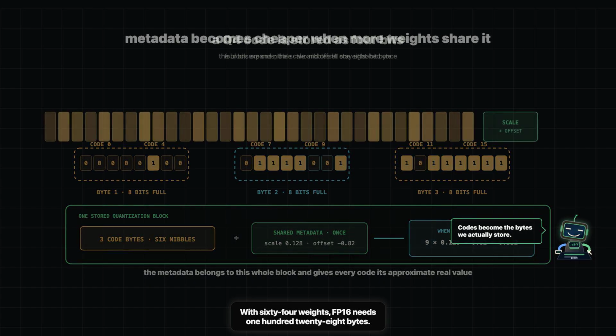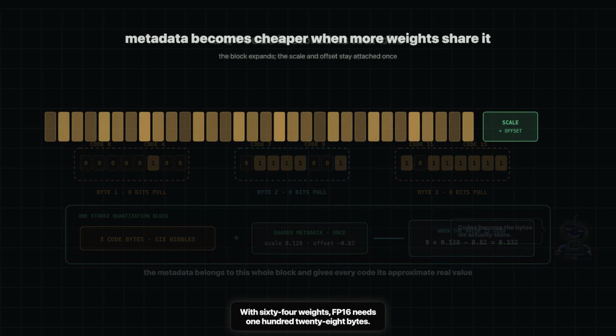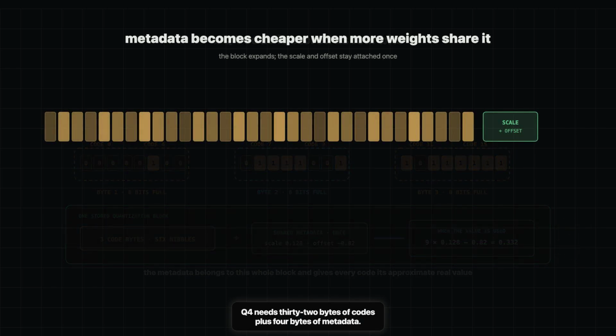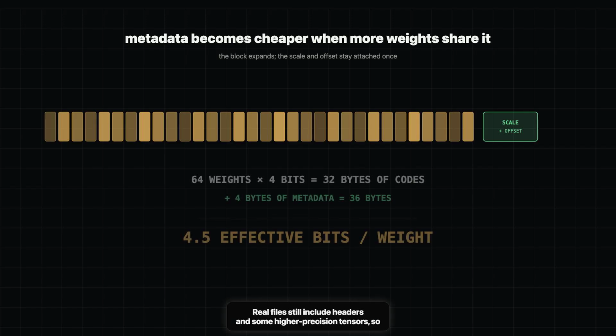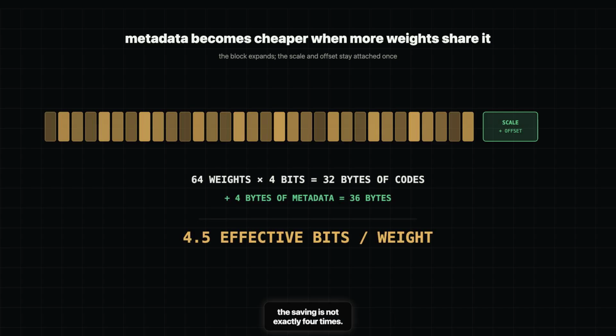With 64 weights, FP16 needs 128 bytes. Q4 needs 32 bytes of codes plus 4 bytes of metadata. The metadata cost is shared across the block. Real files still include headers and some higher precision tensors, so the saving is not exactly 4 times. Before scaling this mechanism to a whole model, we can now decode the familiar FP16, Q8, and Q4 labels.